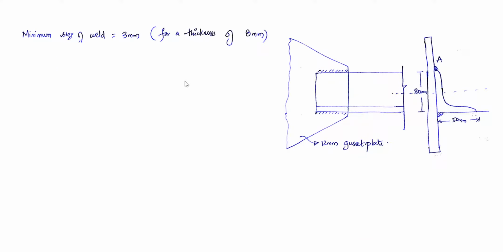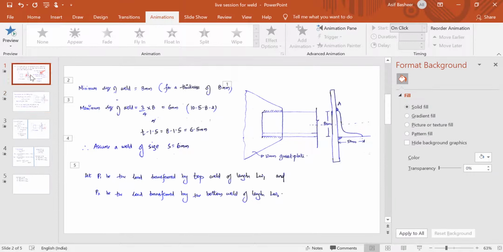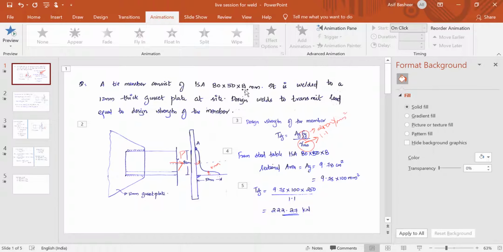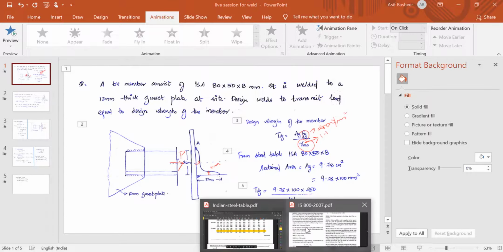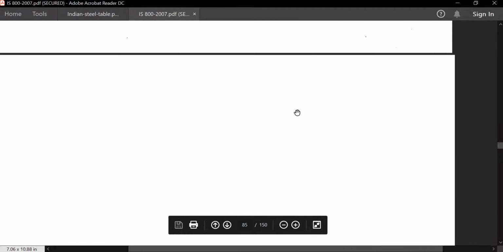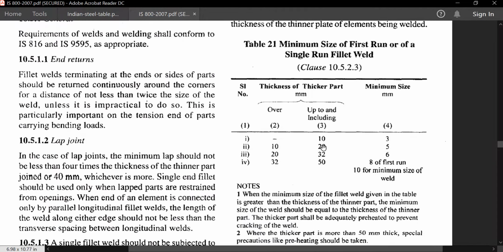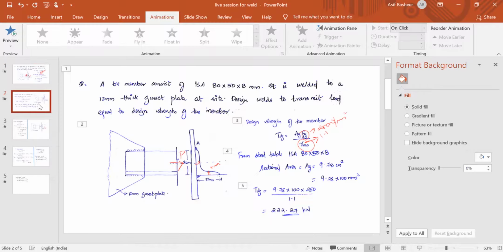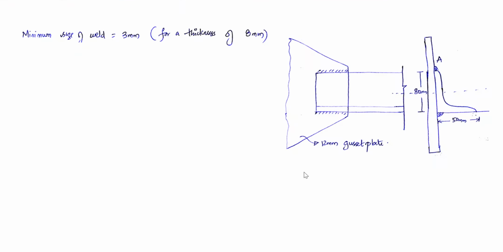Now you will go to what you have studied before, that is the minimum size of the weld, which depends on the thickness of the member. So here the thickness of the member is given as 8 mm. So from IS 800, for a minimum thickness of the member up to 8 mm, the minimum size of the weld is 3 mm, isn't it? So you know how to calculate this. The minimum size of the weld is 3 mm. So this is the minimum limit.